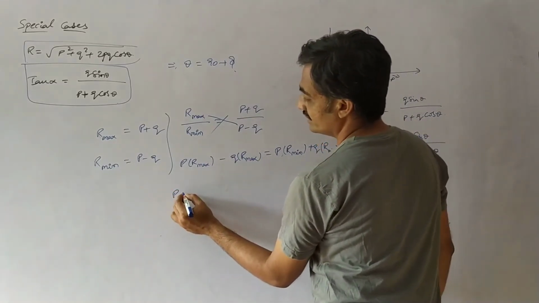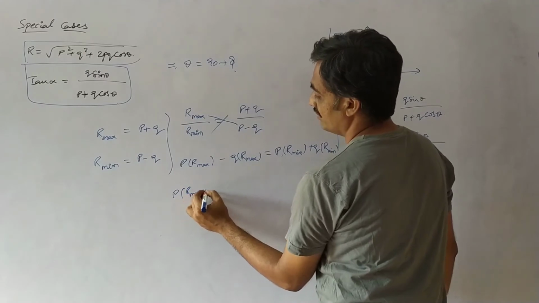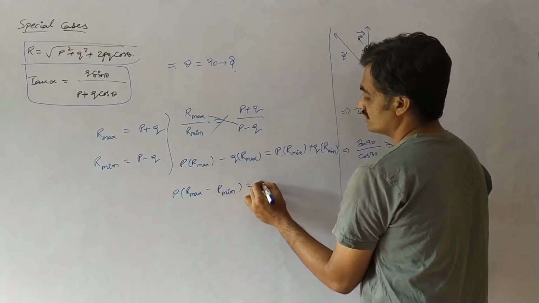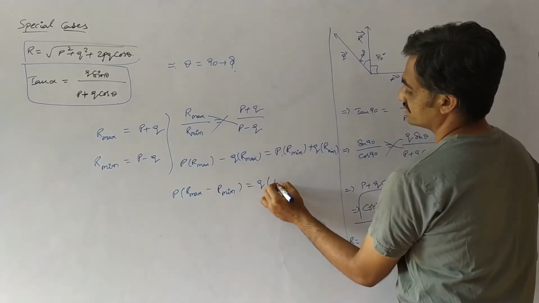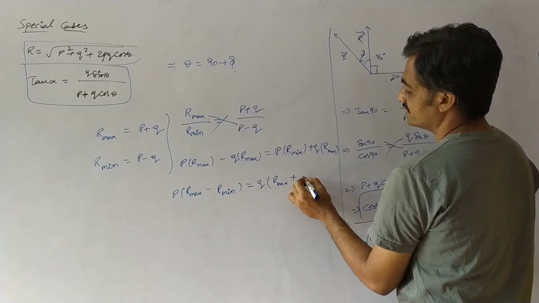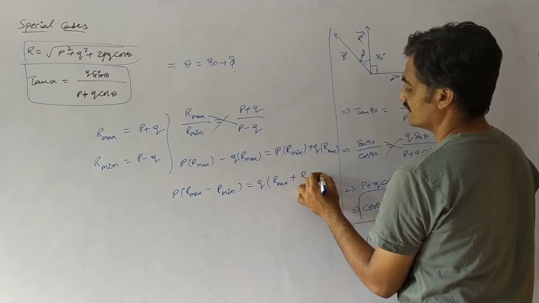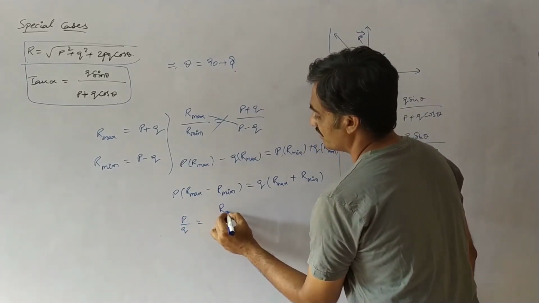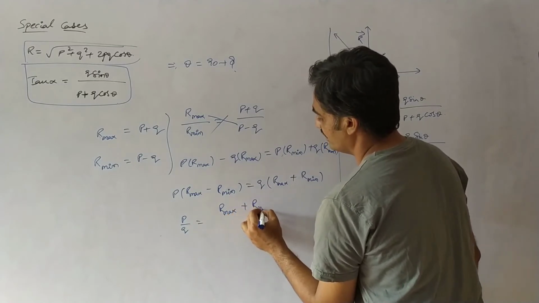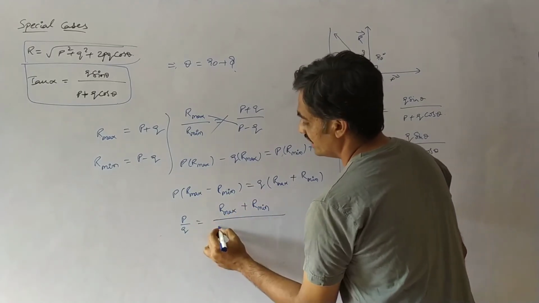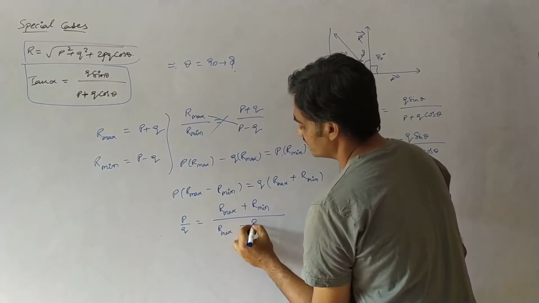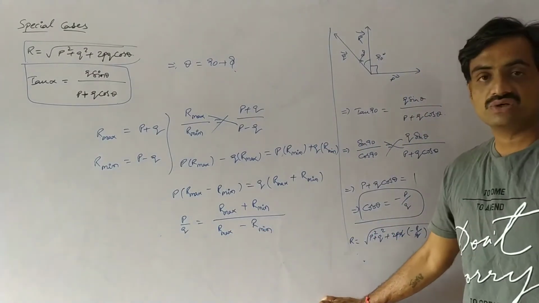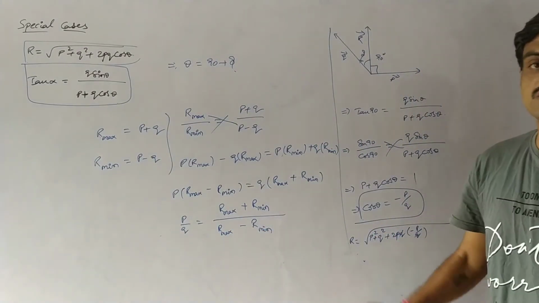Then we have P into (R max minus R min) equals Q into (R max plus R min). Then from this equation we have P by Q equals (R max plus R min) by (R max minus R min). Take a screenshot. We will continue with the next topic.